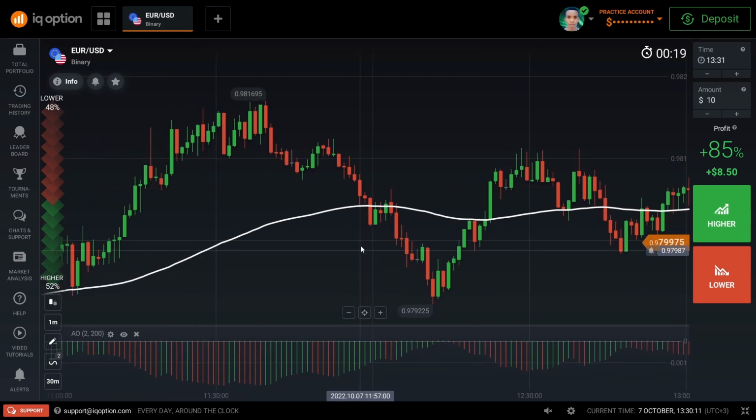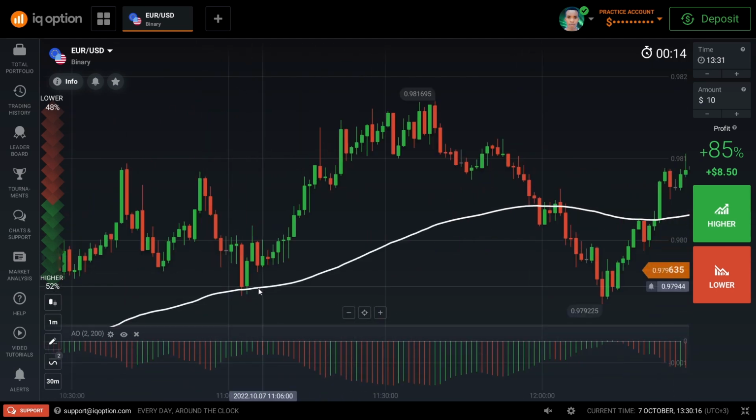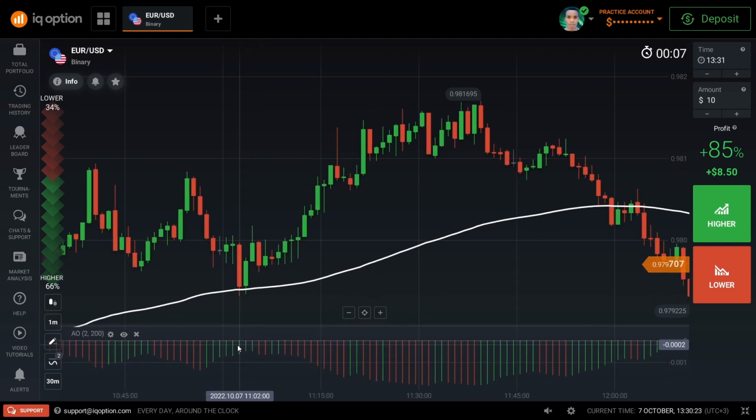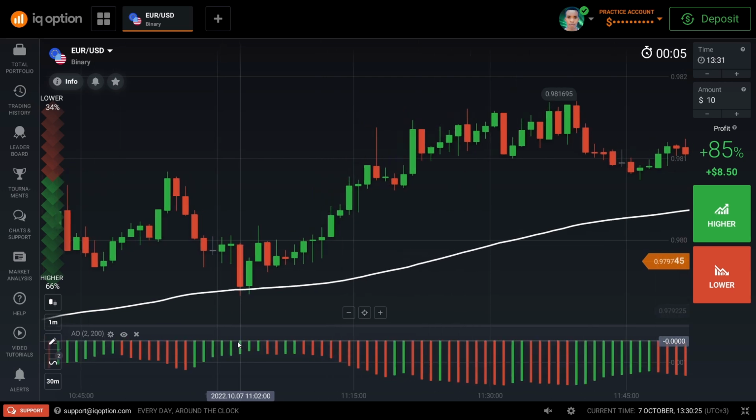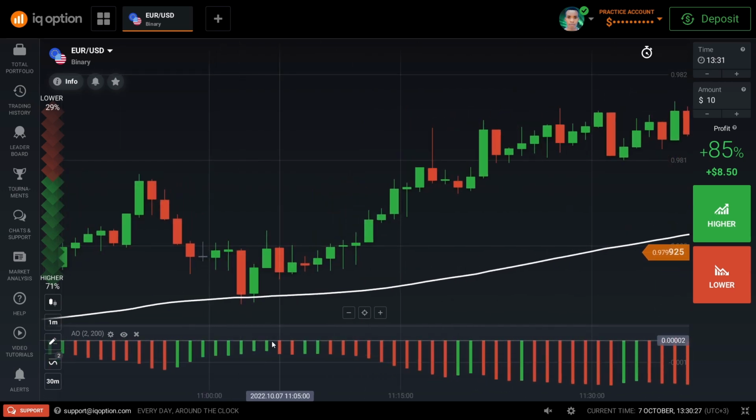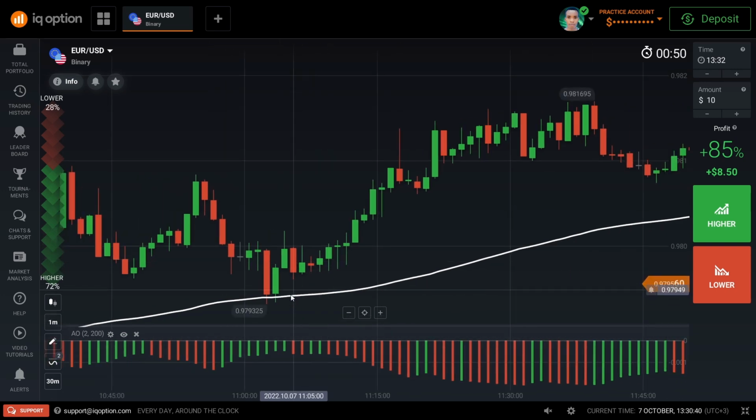First of all, you are supposed to identify trend, okay. Once the price is above this moving average, exponential moving average, this is uptrend. And make sure Awesome Oscillator is printing the bar below this middle line, okay. Make sure Awesome Oscillator is printing the bar below this middle line. This is vital for this strategy to work perfectly, okay.